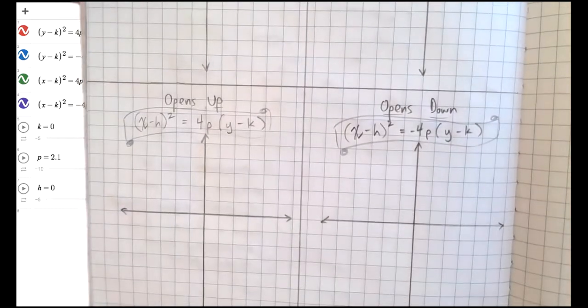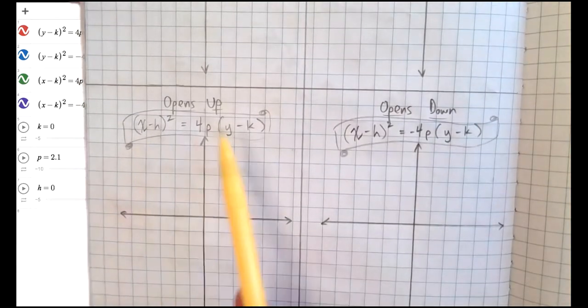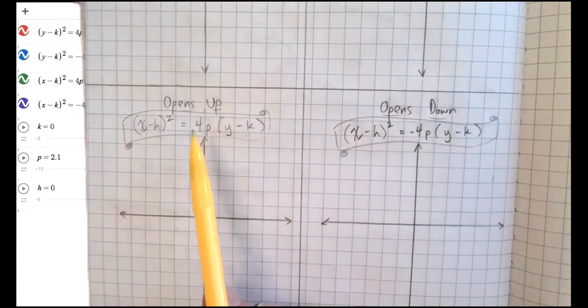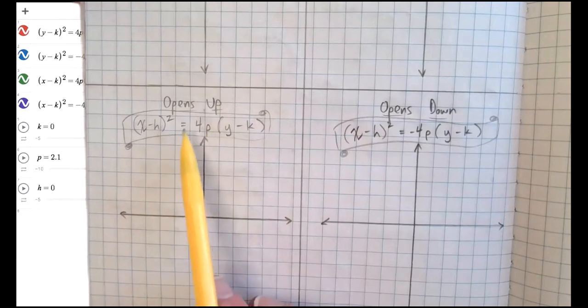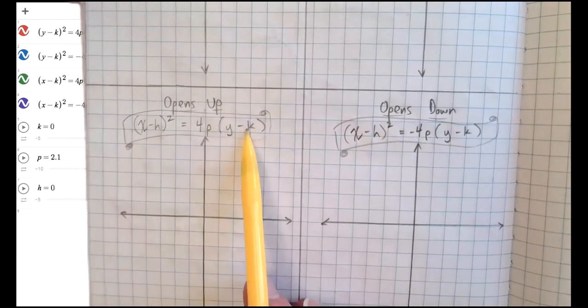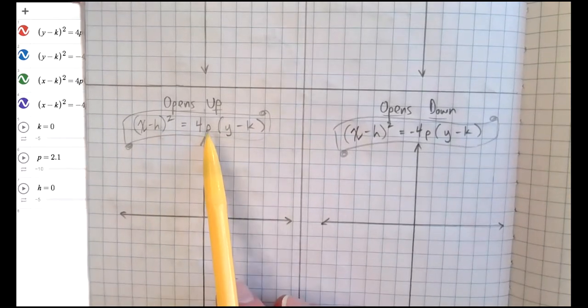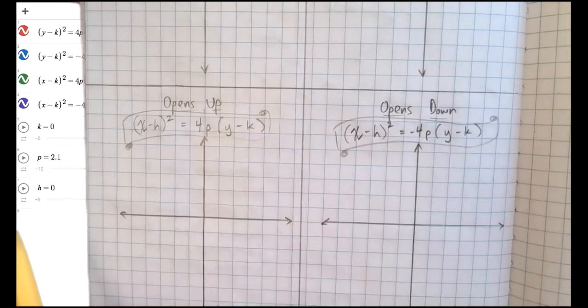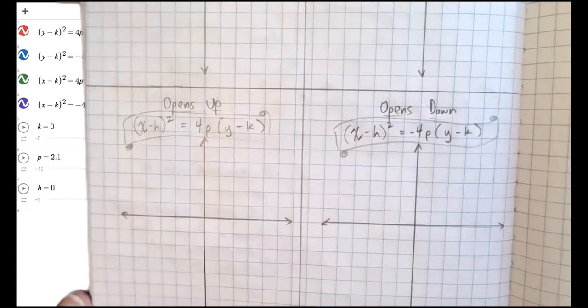If something opens up or down, the x is squared. You're actually a little more used to these ones. This is the one we just did. We would use this, where h was 0 and k was 0, and p in this case was 2. So we're going to be using this equation quite a bit.